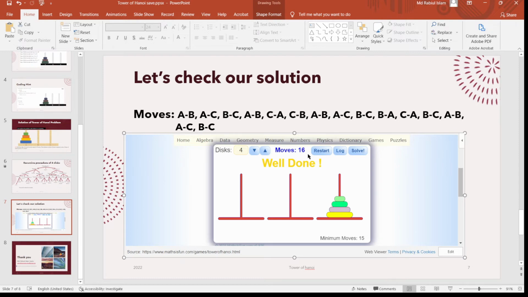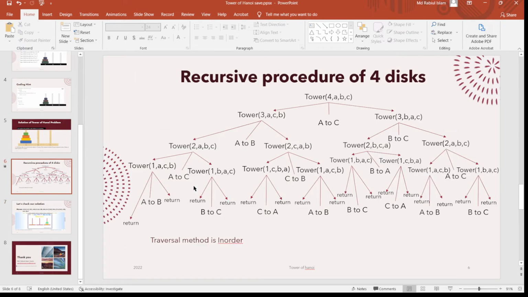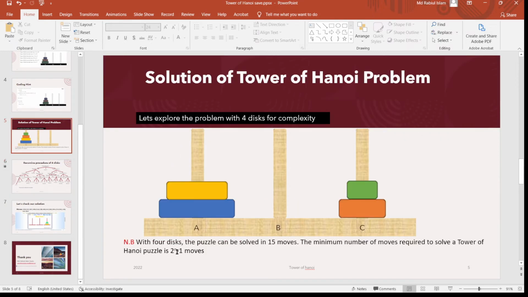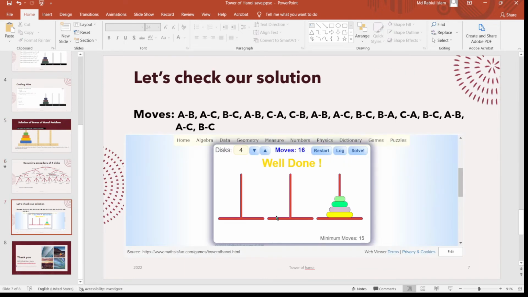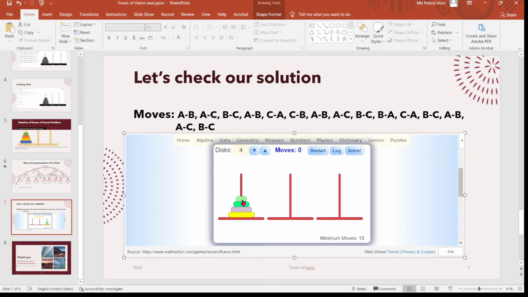So what will be the theory to check if our solution is done with minimal moves? We have seen in the previous slide that it is 2 to the power n minus 1. So here for 4 disks, 2 to the power n minus 1 equals 15. So that is not the actual minimal solution. So let's do it again.